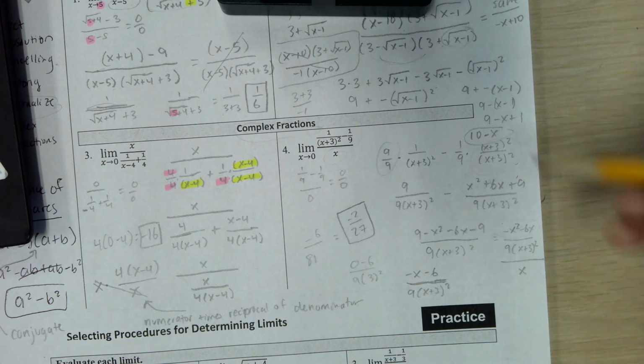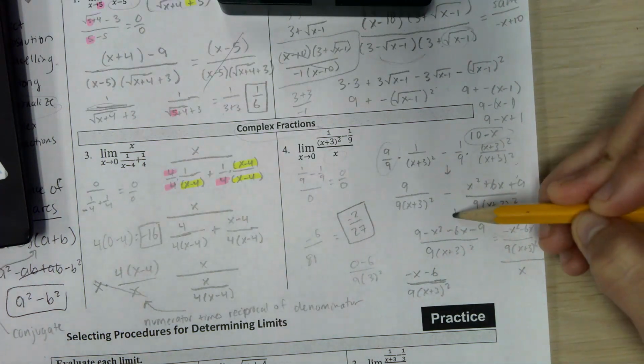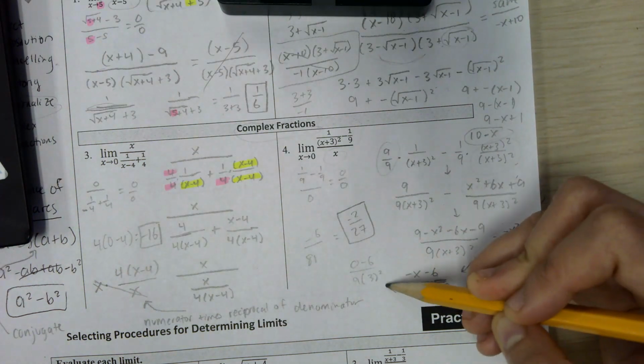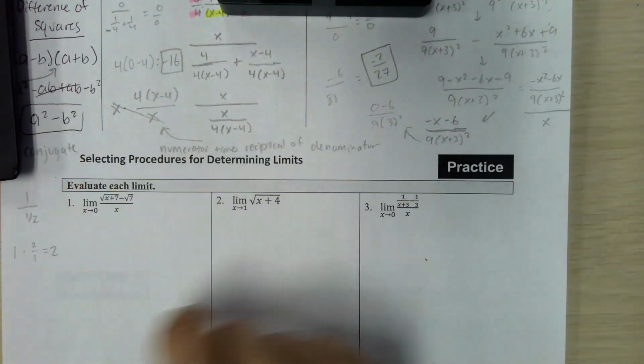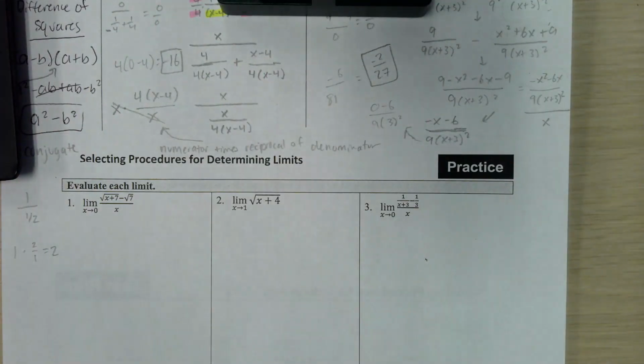So let's see, right? We go from here to there, to there, to there, to there. Not very organized notes, but that is the last example. So make sure you practice these, and I'm going to post the answers.